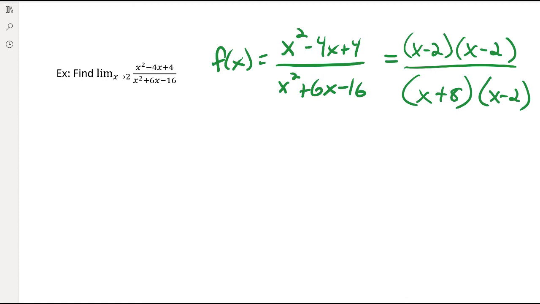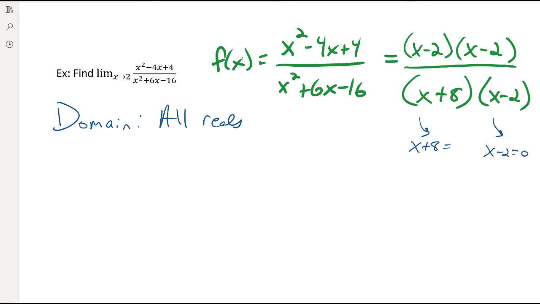Do not cancel. Yes, the x minus 2's will cancel, but we're trying to figure out the domain really quickly. So the domain for this will be all reals, if you recall our domain video, all reals except for the values of x that create a 0 in the denominator. So we take both of these factors in the denominator, just the denominator, and set them equal to 0, which gives us solutions of negative 8 and positive 2. So our domain will be all reals except for those two values, negative 8 and positive 2. All right?